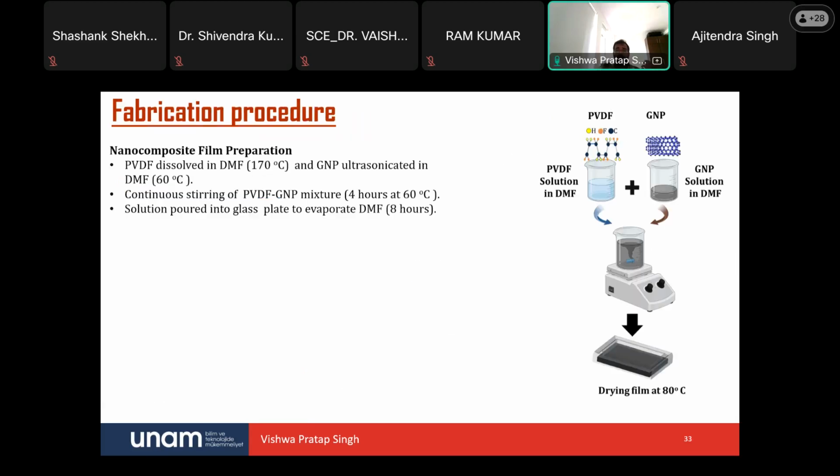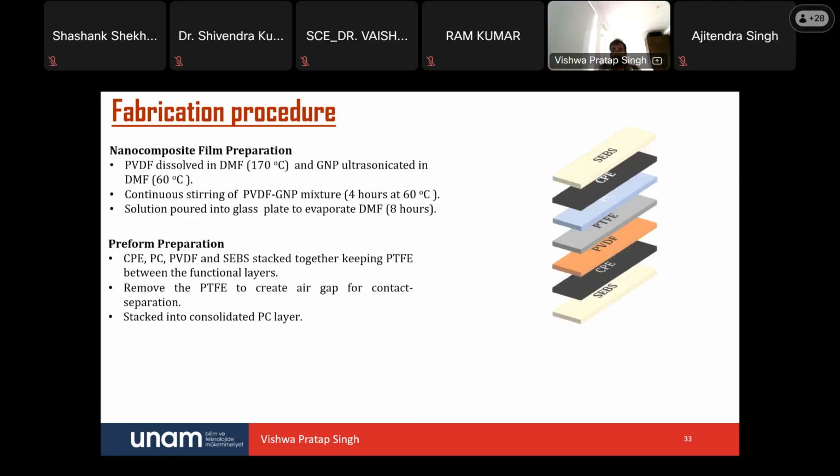Again, the same method we use for developing the film, but obviously there is a lot of stacking in this case, with a similar process to that we used for the PENG. So here we have many sheets. We have the SEBS, we have CP, two electrodes, because again we are making a two-electrode device, and then PC. PC is the positive tribo material, PVDF is the negative tribo material. PTFE is making a gap in between. PTFE is not thermally drawable, it's very hard and rigid, so we need to remove it somehow.